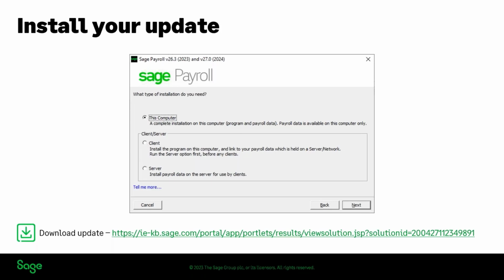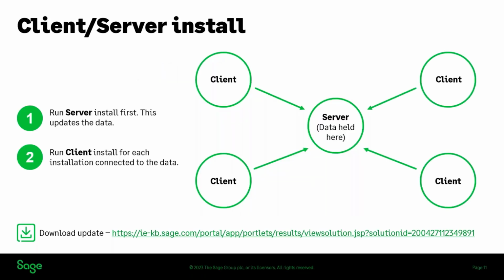Or you would need to be doing a client server setup, which is what you would do if you have multiple users using Sage Payroll. So you've got centralized data, usually stored on a server, and that is then accessed from a number of different client machines. Just to bring that to life slightly, here's a bit of a diagram explaining how a client server install is set up. The server is where your data is held, and you would do a server install.